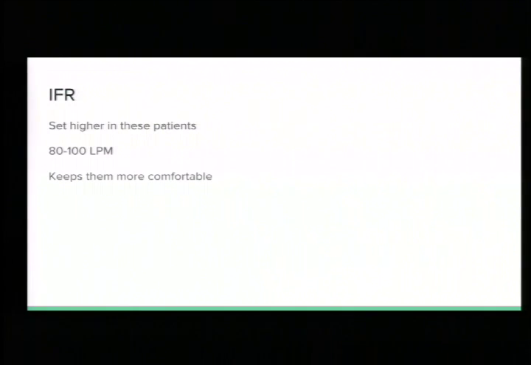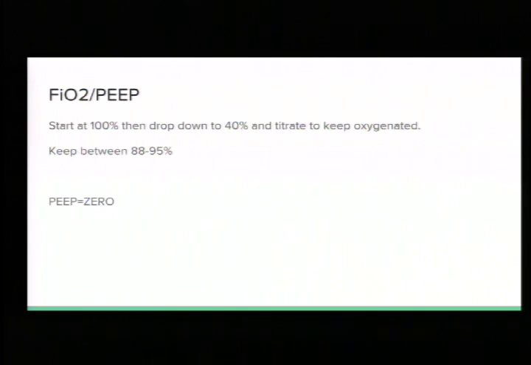And your inspiratory flow rate, you want to set these a little higher. These patients inhale pretty fast. If you remember looking at asthmatics, they're inhaling fast. And those bad COPDers are sucking in, and then they can't get it out, and that's when they have their expiratory wheezes. So they're a little bit faster, 80 to 100 liters per minute, and it keeps them much more comfortable and tolerating the vent much better.